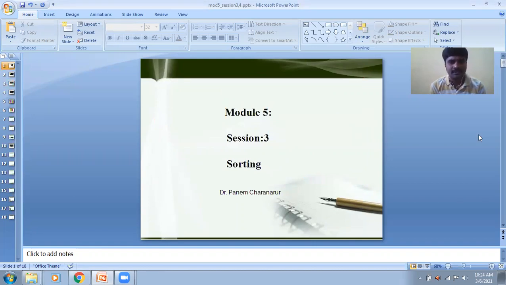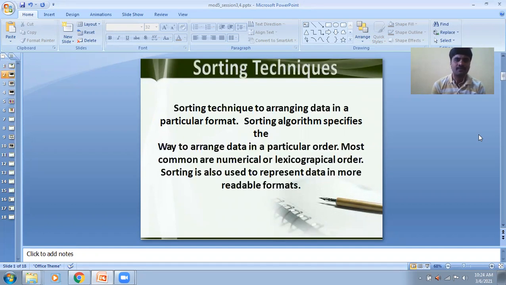Today we are discussing Module 5, Session 3, that is the sorting topic. Sorting means arranging the data in a particular format, and sorting algorithms specify the way to arrange data in a particular order. Most common are numerical or lexicographical order. Sorting is also used to represent the data in more readable formats.